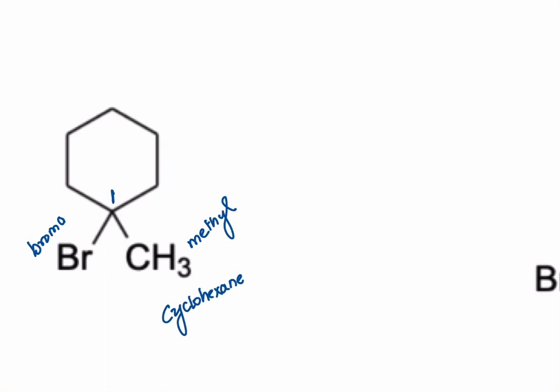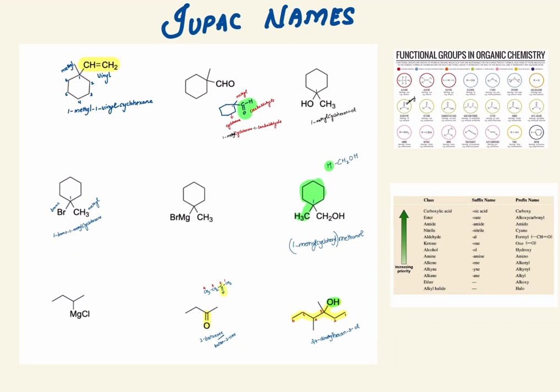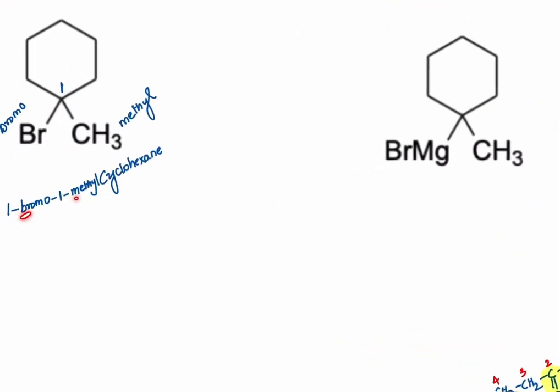So it would be bromo first. Whenever you list the substituents, you also need to give the numbering for it. 1-bromo. And make sure you put the hyphen, because we are going to put the number in, 1-methylcyclohexane. That would be the name for this molecule, similar to how we have named here. Okay, so B comes first and then comes M.